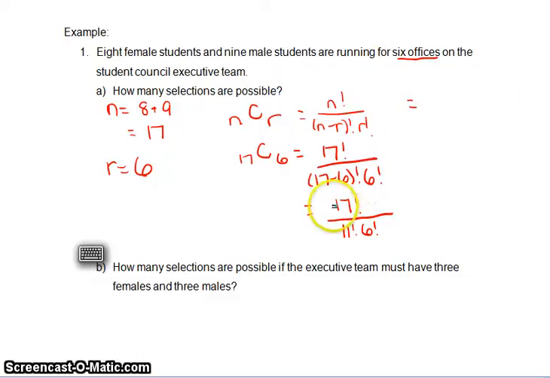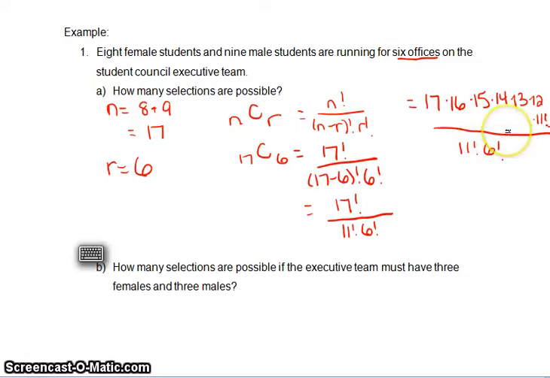So let's rewrite 17 factorial. That is 17 times 16 times 15 times 14 times 13 times 12, times 11, and this is where we're going to stop. Then we'll do 11 factorial. Remember, 11 factorial would keep on going, which is why we can rewrite it exactly like that. That's 11 factorial there, and that's all divided by 11 factorial times 6 factorial.